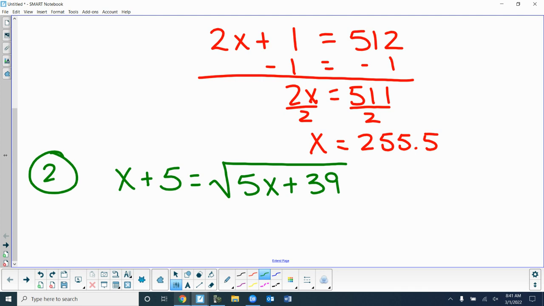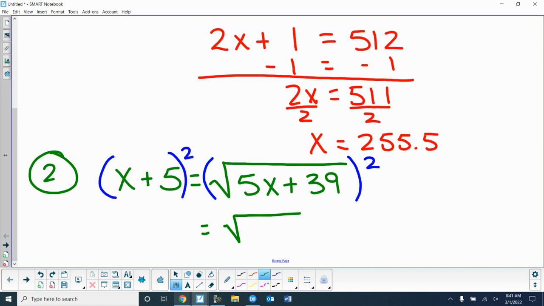So is the radical part isolated in this problem? Yes, it's already isolated, right? So I don't have to do anything first. How do I get rid of a square root? Square. You got to square both sides, right? So now remember, when you square a binomial, you have to FOIL it, right?